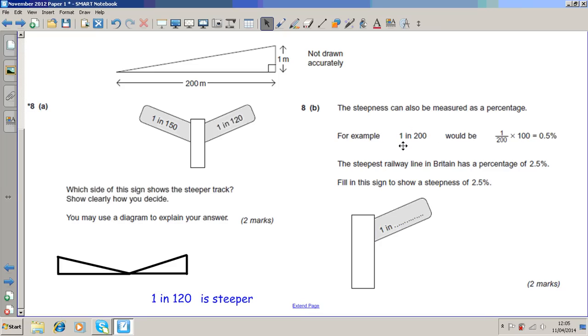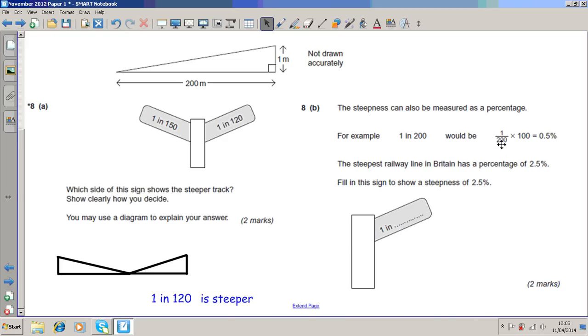The steepness can also be measured as a percentage. For example, 1 in 200 would be 1 over 200 times 100, so 0.5%. The steepest railway line in Britain has a percentage of 2.5%. Fill in this sign to show a steepness of 2.5%.